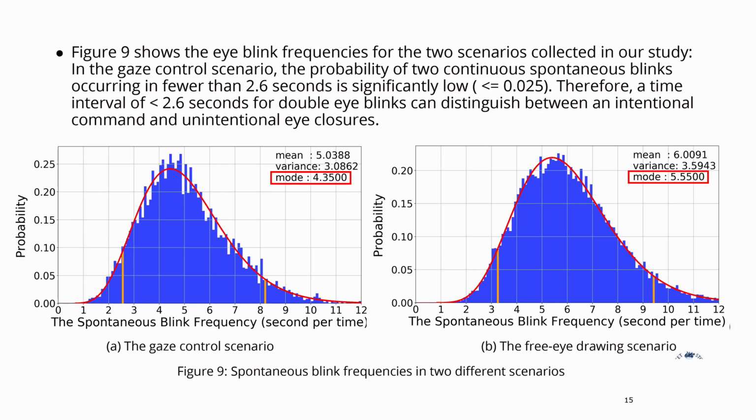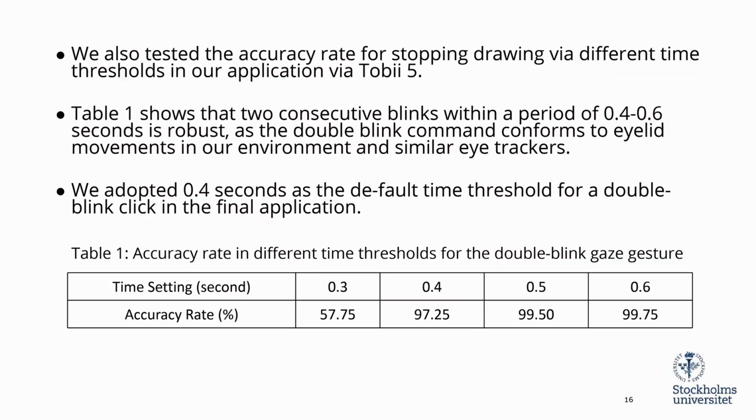We also tested the accuracy rate for stopping drawing via different time thresholds in our application via Tobii i5. Table 1 shows that two consecutive blinks within 0.4 to 0.6 seconds is robust, as the double blink command conforms to eyelid movements in our environment and similar eye trackers. In the final application, we adopted 0.4 seconds as the default time threshold for a double blink click.